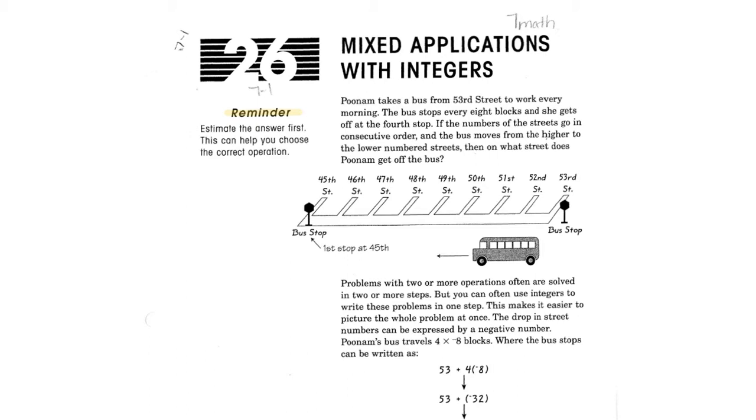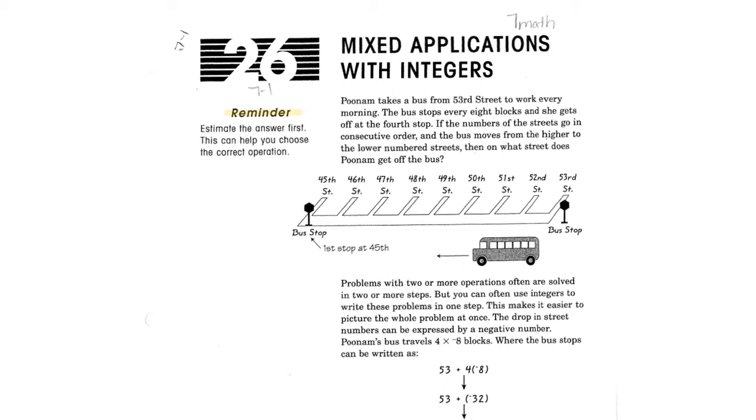So, problems with two or more operations are often solved in two or more steps, but you can often use integers to write these problems in one step. This makes it easier to picture the whole problem at once. The drop in street numbers can be expressed by a negative number. So we have that Poonam travels 4 times -8 blocks.